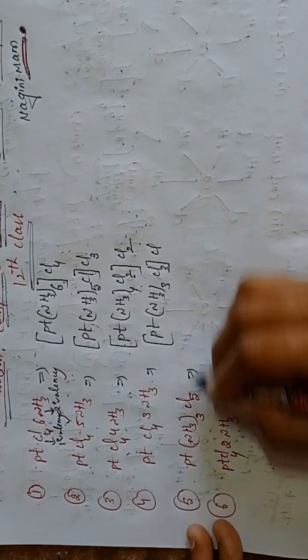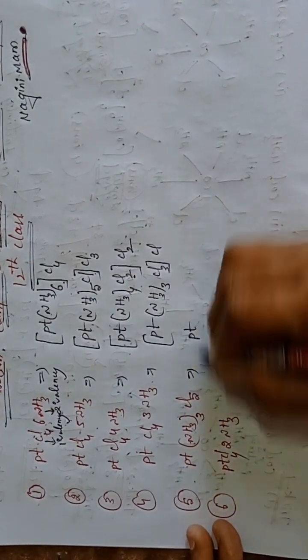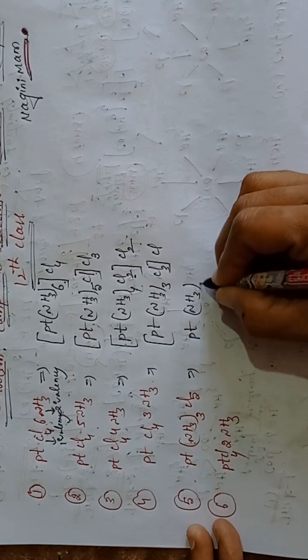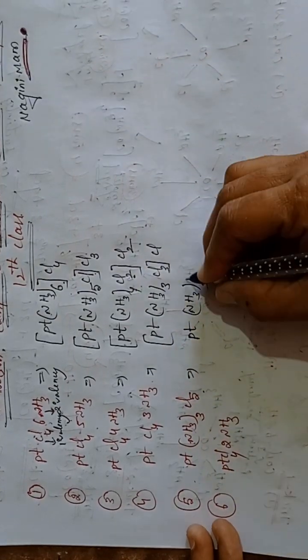And the next one: platinum is the central metal atom, 3 ammonias, NH3 3, are there. And how many chlorines are required? 3 chlorines are required. The remaining 2 chlorines you have to take outside.